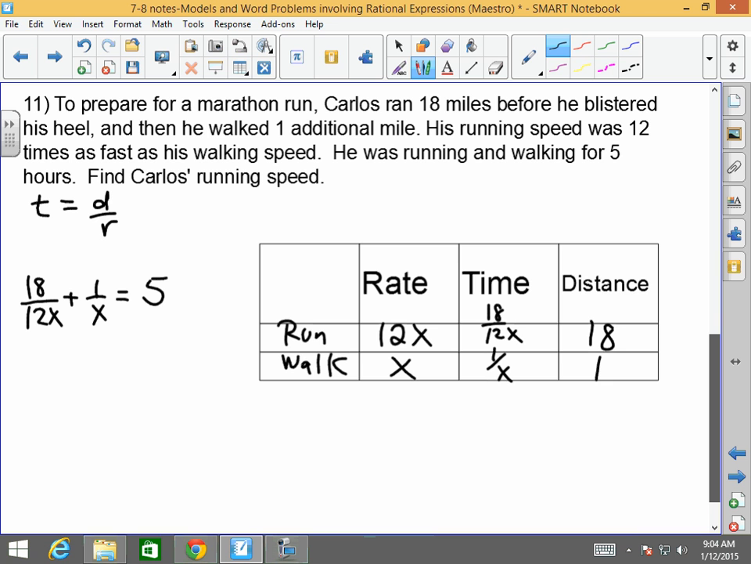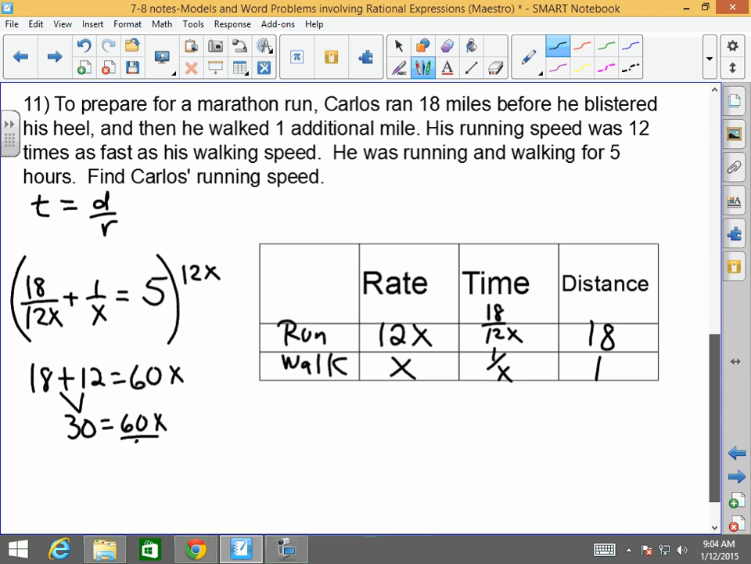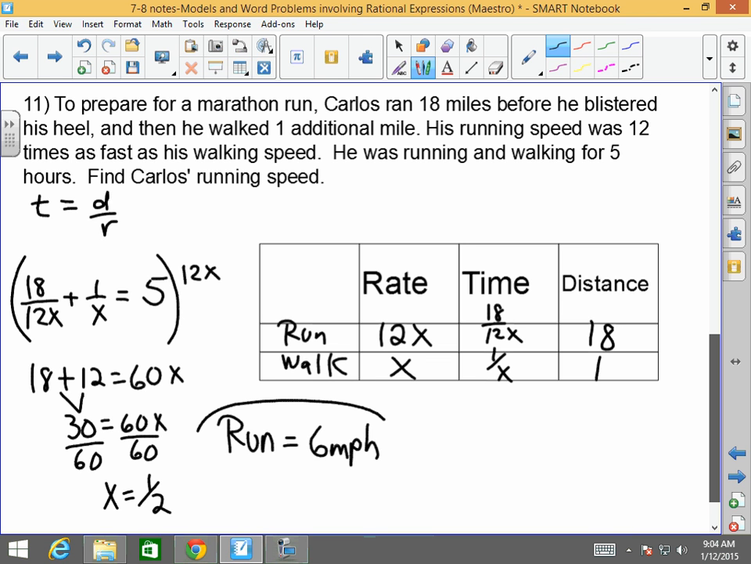So now, let's multiply by the LCD, which is 12x, giving me 18 plus 12 equals 60x. This is 30 equals 60x, divided by 60. So x equals half a mile per hour. So find Carlos's running speed. What is his running speed then, guys? Yeah, 1/2 times 12 is 6 miles per hour.